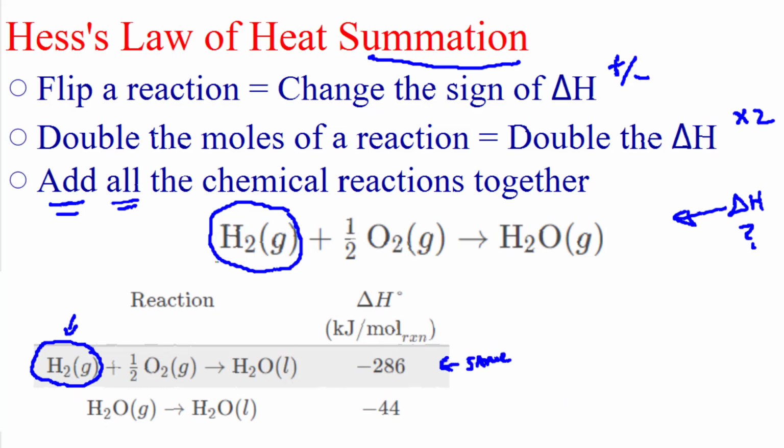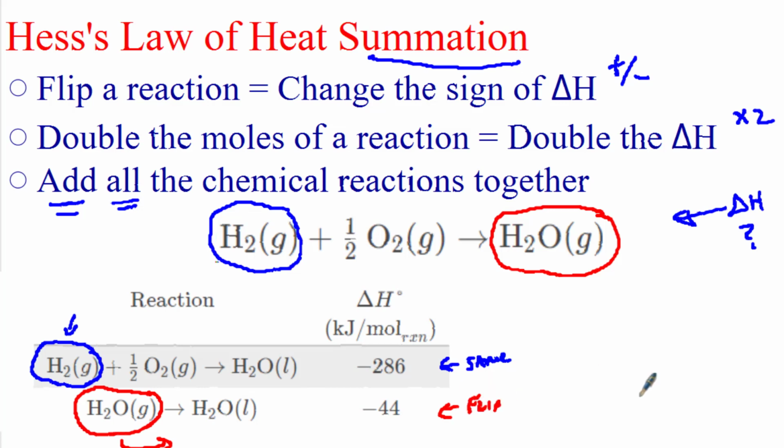Now let's take a look at the second reaction. Look at what's in the second reaction that's in the reaction that I want. Do you see H2O gas right here? And we have H2O gas right here. You can see we have 1 mole and 1 mole. We don't have to double it or anything. But we have the H2O gas as a product, and here it's a reactant. So I have to flip this, don't I? I have to flip this delta H. And that changes that delta H to positive 44 kilojoules per mole. And you can see we kept the first one the same, negative 286 kilojoules per mole.